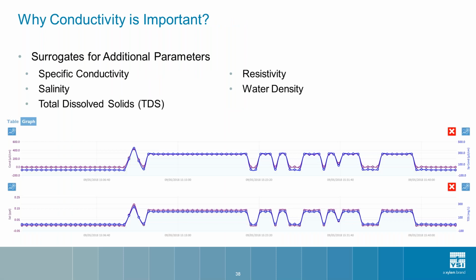Many other parameters are derived from conductivity, obviously specific conductivity and salinity, which I'll get to in a moment, but also total dissolved solids, or TDS, and water density. It is important to note that while conductivity can be referenced as a surrogate for some of these parameters, it is not a perfect correlation. Some additional work is required by the user, for example, to determine the TDS constant in order to achieve representative values.